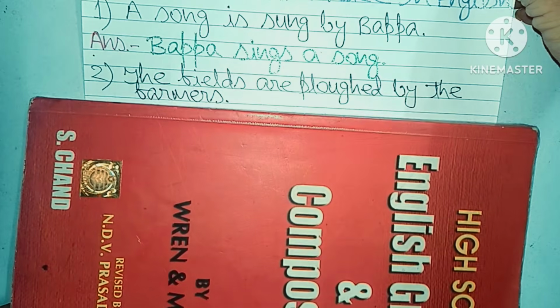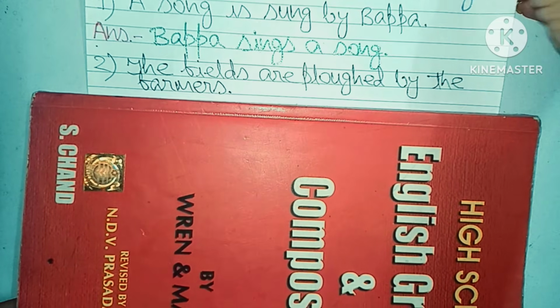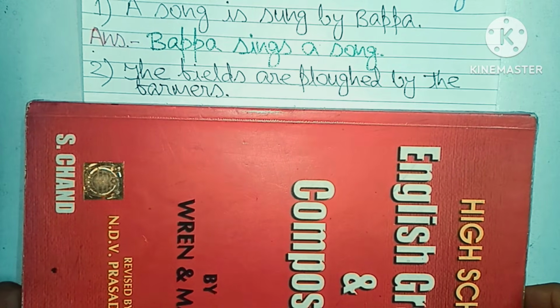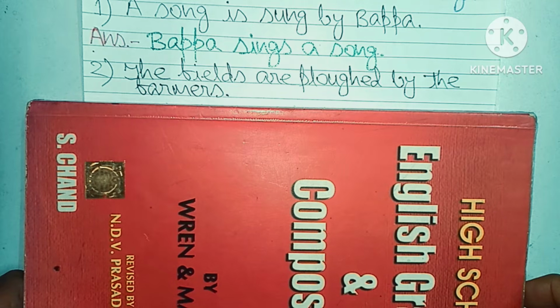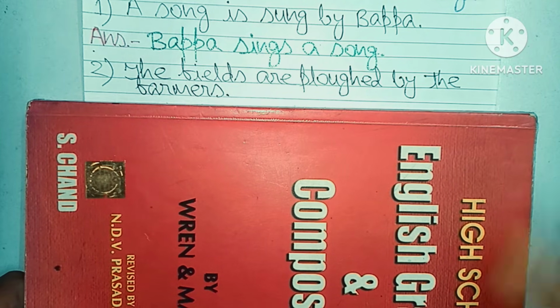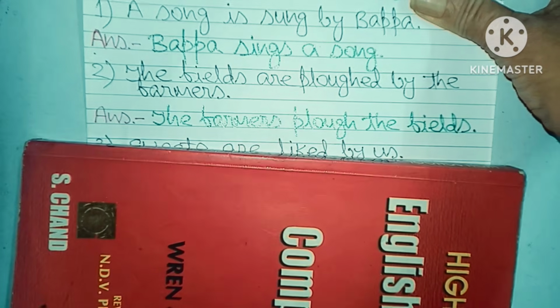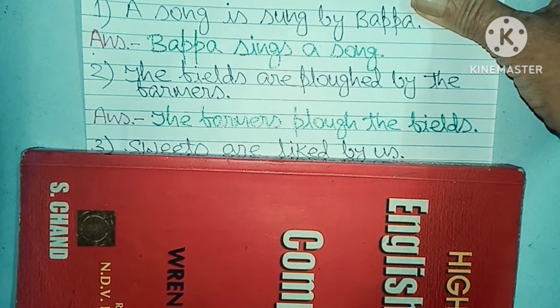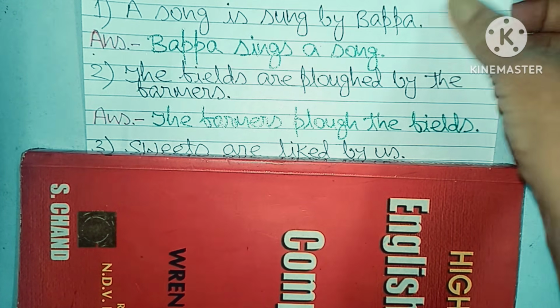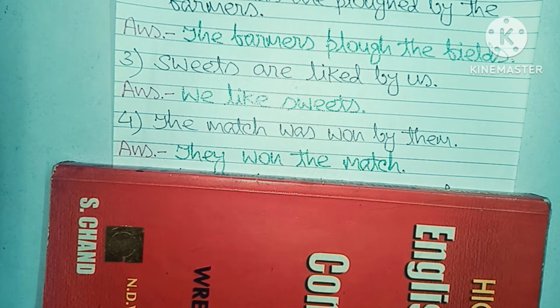Next, the fields are plowed by the farmers. Here the doer of the action are farmers. So the answer will be the farmers plow the fields. Number 3, sweets are liked by us. Answer, we like sweets. Number 4, the match was won by them. Answer, they won the match.